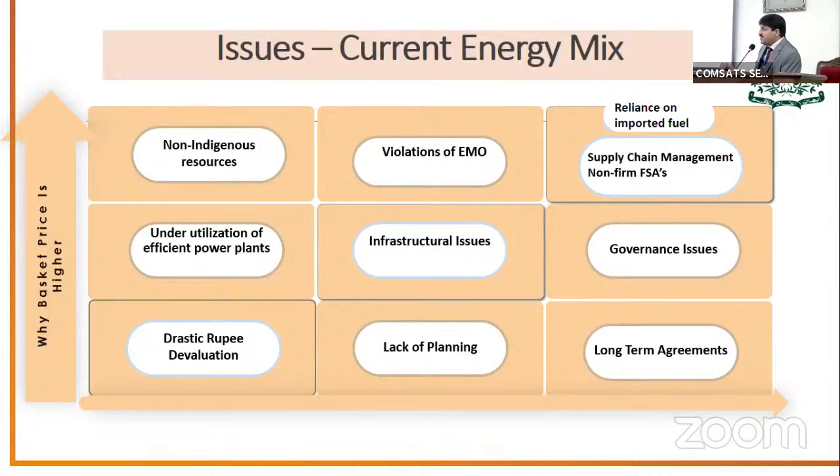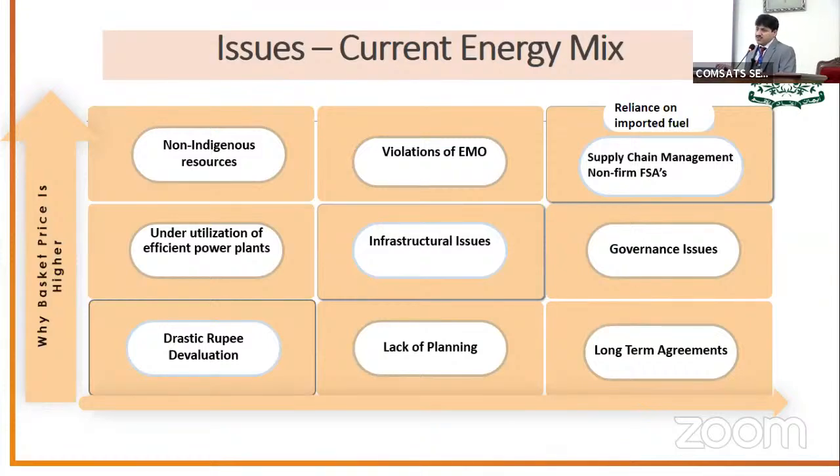Sometimes we have to violate the economic merit order. Sometimes it's justifiable, sometimes it's not justifiable. NEPRA, being the regulator, takes cognizance of that. We try that the system operator should follow the EMO, but due to some constraints at the transmission level and at the distribution level, we have to violate the EMO, which is a problem. There are some infrastructure issues on the transmission side. There are some lack-of-planning issues.